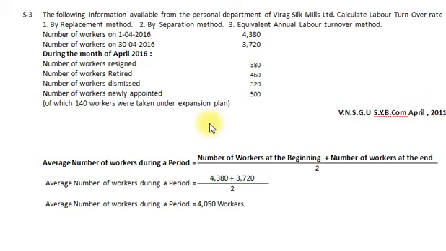Now let us solve the example. First of all, we will calculate the average number of workers during April 2016, and our formula is number of workers at the beginning of the month plus number of workers at the end of the month divided by 2. So 4380 plus 3720 divided by 2. So finally we get the average number of workers during April 2016 is equal to 4050 workers.